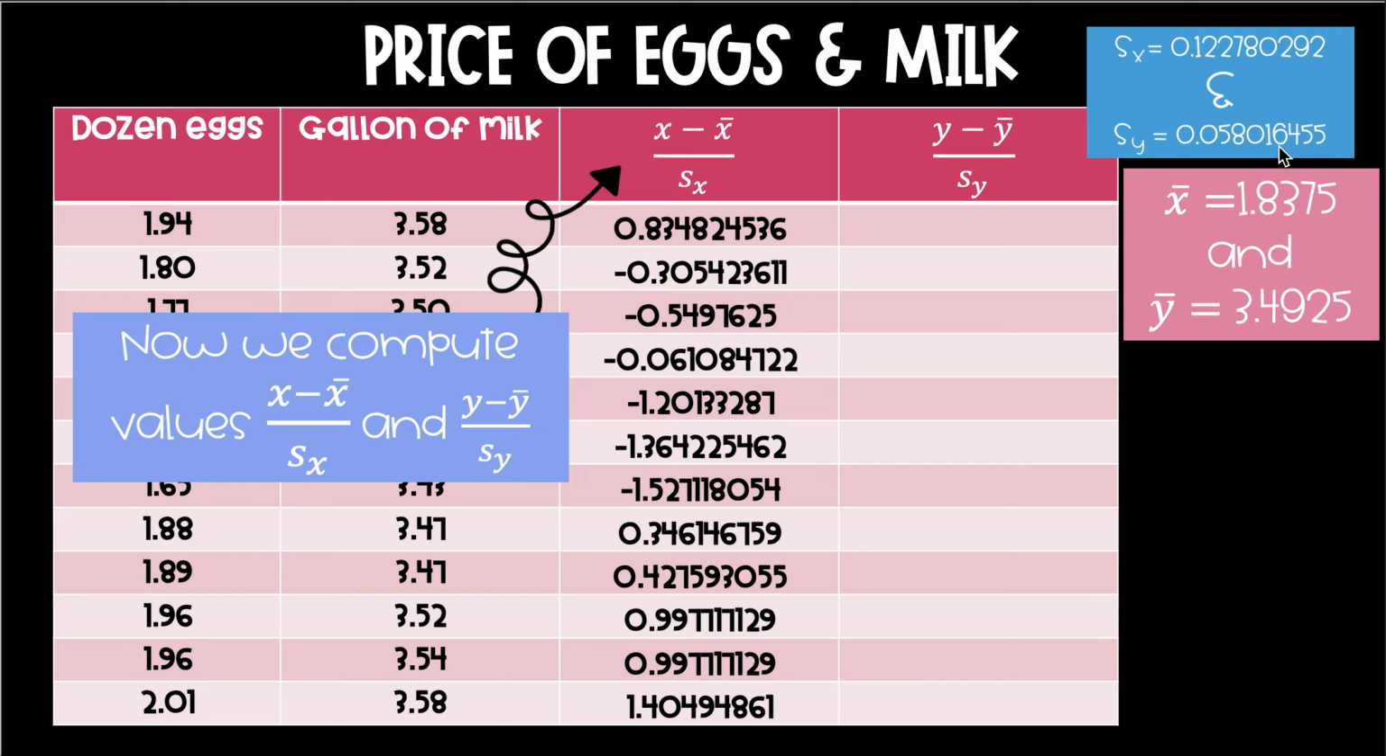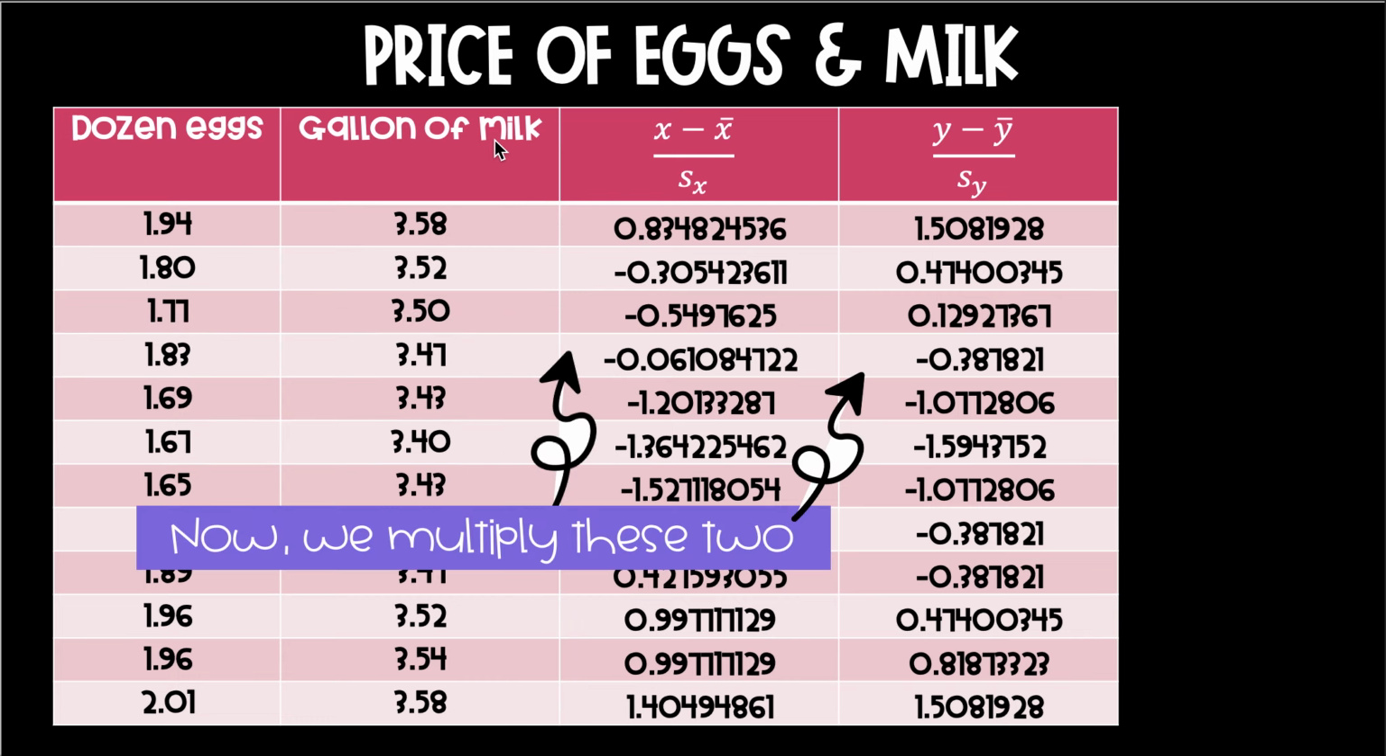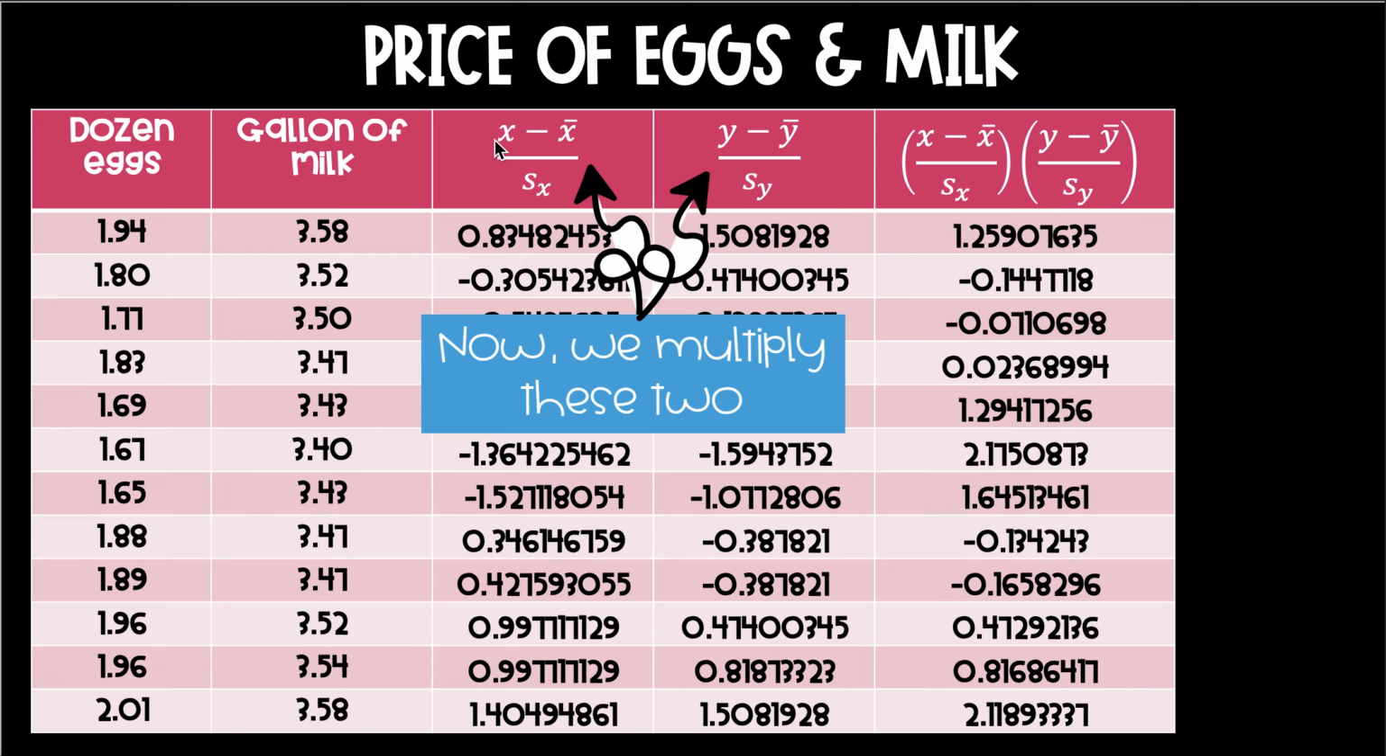Then you have to repeat those steps with the y values. You're going to subtract from 3.58 the mean for the y values, which is 3.49, and divide by the standard deviation for each of your y values, or the price of the milk. Here I already did the computations. Now, according to our formula, we have to multiply those two computations and then add all of those products. Here's the multiplication of them. I multiply the first one times each other, and then the second one, and so on.